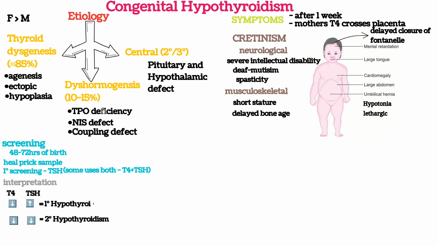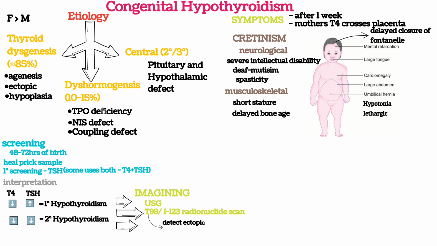We will do imaging later. Here we will first do USG, ultrasound of the neck, to detect whether the thyroid is present or not. If not present, then we will go for a technetium-99 or iodine-123 radionuclide scan. The iodine-123 radionuclide scan will detect any ectopic or absent thyroid. As for ectopic thyroid, I am referring to struma ovarii, we all know about it, where the ovary has thyroid tissue. So, the most common ectopic site for thyroid gland is the base of the tongue.